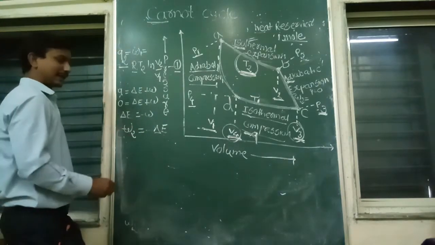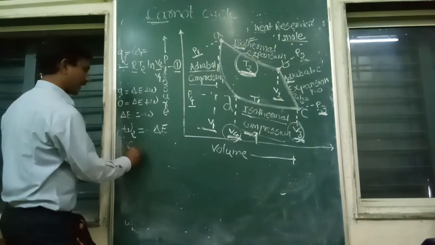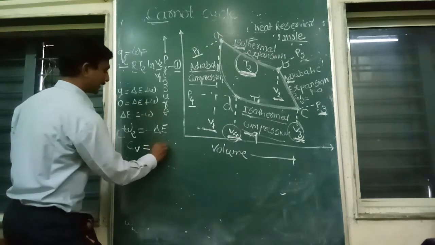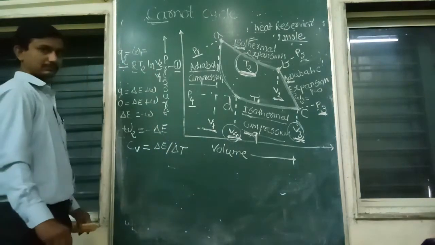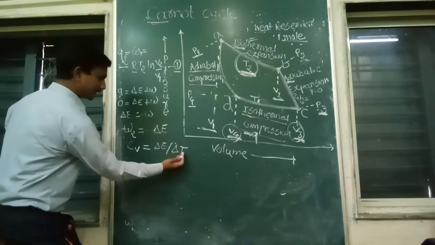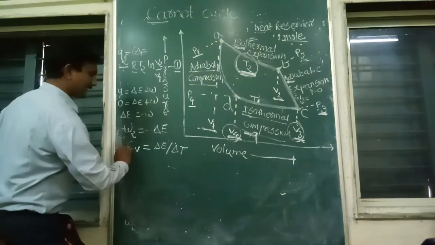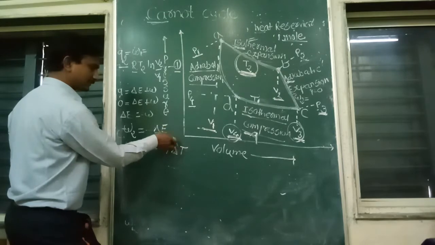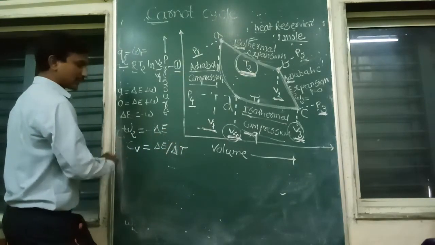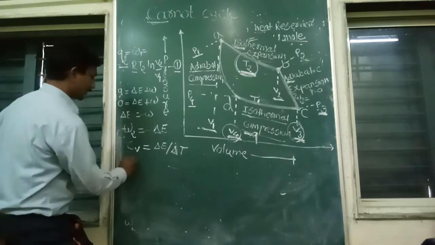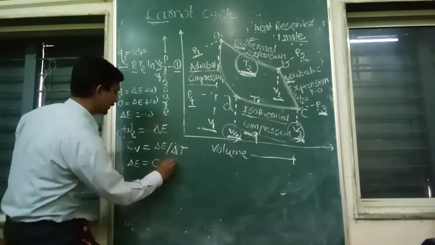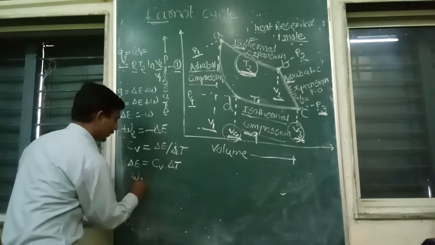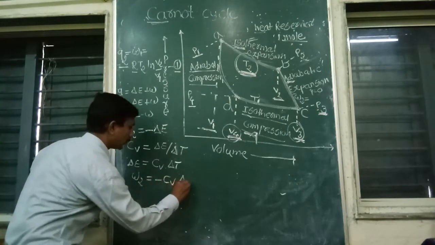W2 is equal to minus delta E, but we know the molar heat capacity at constant volume Cv is equal to delta E by delta T. So by transferring this delta T from right hand side to left hand side, there will be change in the sign, that's why it becomes multiplication. So delta E is equal to Cv into delta T, but here delta E is negative, that's why W2 is equal to minus Cv into delta T.